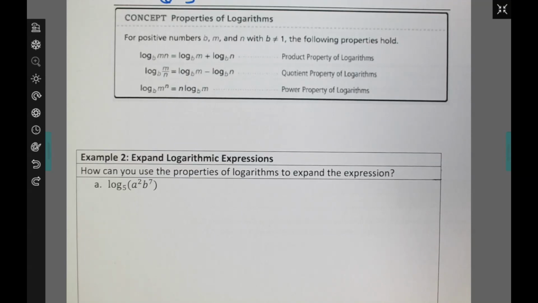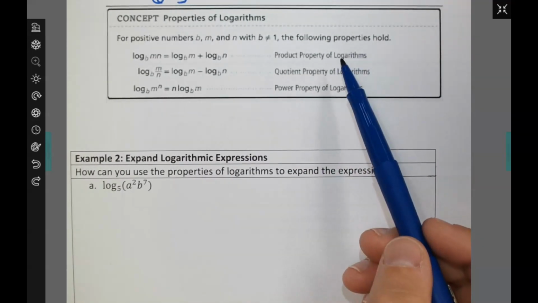Okay, section 6.5 deals with properties of logarithms, and what we're going to look at today is expanding and condensing logarithmic expressions. So example 2 deals all with expanding logarithmic expressions. Up top, they give you three properties that we're going to work with.